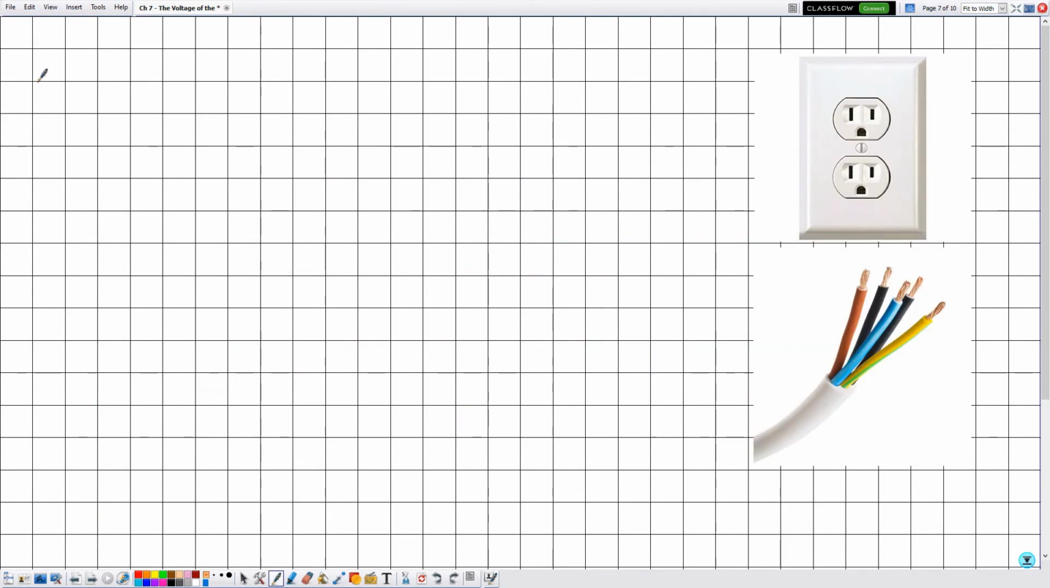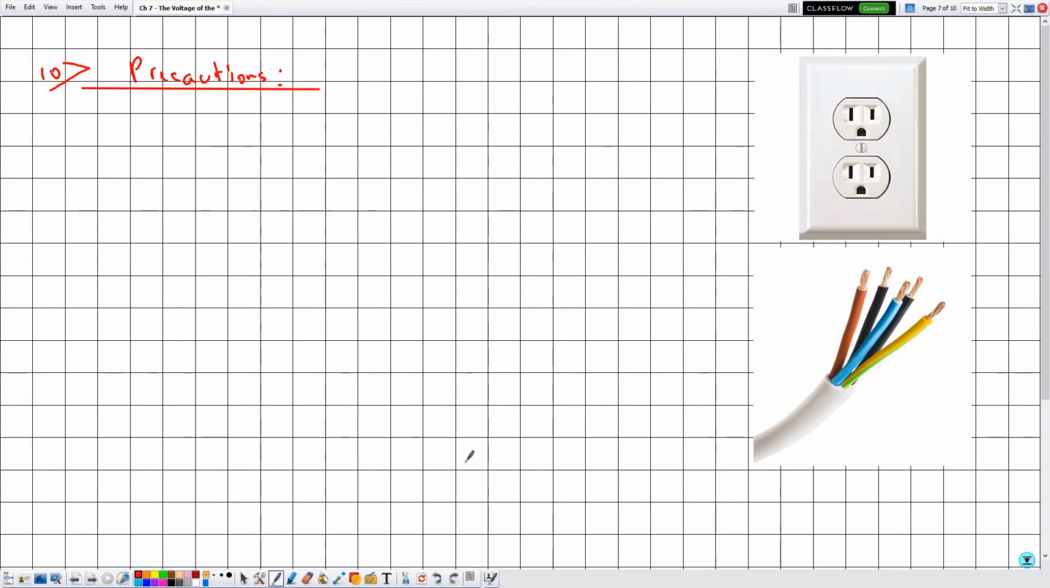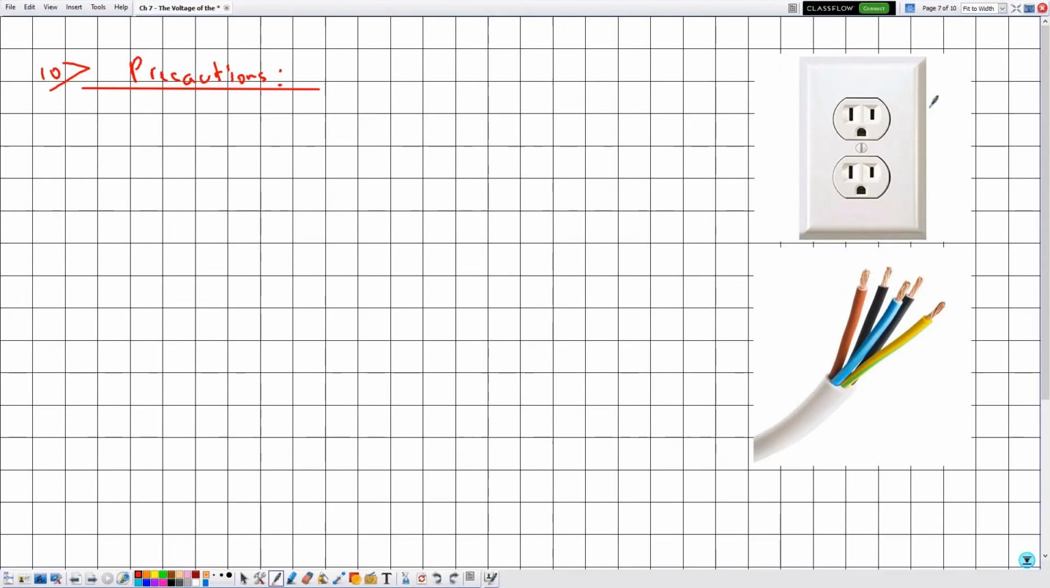And now we come to section number 10, which are the precautions that we can consider in order to avoid electrocution. So now in this case we know that this is a 3 terminals outlet, so one of them is the live, the other is the neutral and the ground, and we don't know which is which, so we can distinguish between them using a screwdriver tester. But in either case, one should not touch this outlet because electrocution may occur.